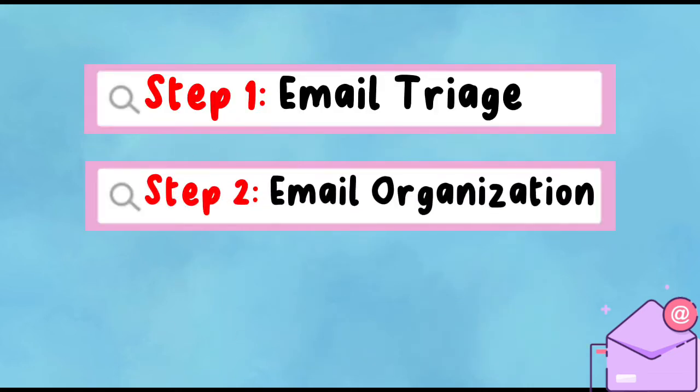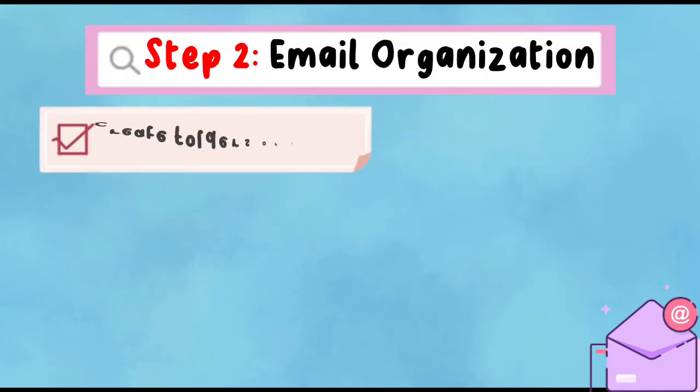Step 2. Email organization. Once you've completed the triage, it's time to organize your inbox to ensure easy access to important information. Let's explore how you can effectively organize your emails. Create folders or labels. Organize your emails into specific categories to reduce clutter and improve searchability.